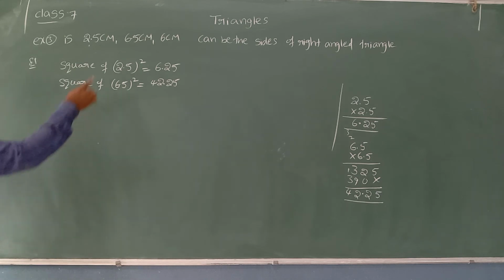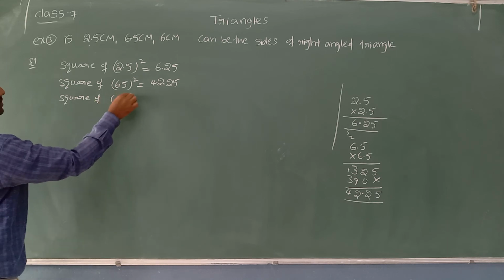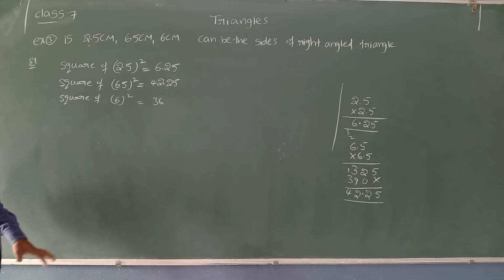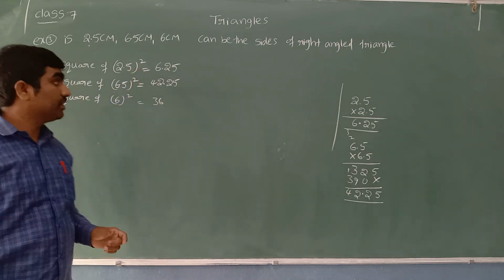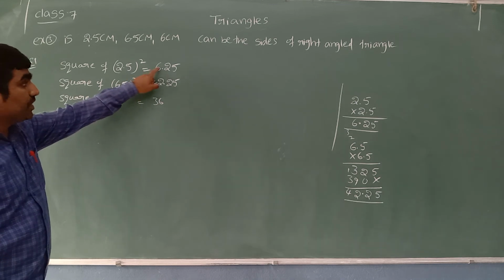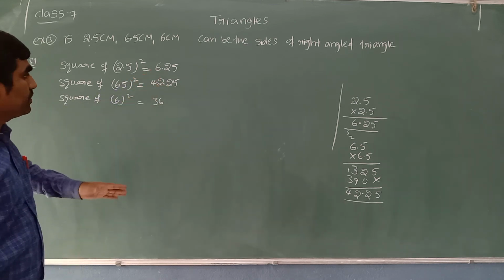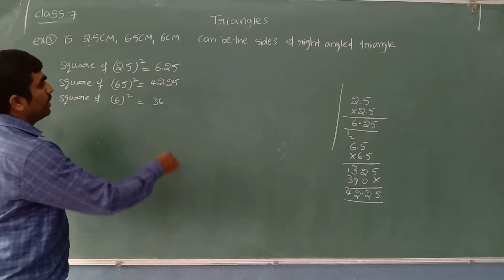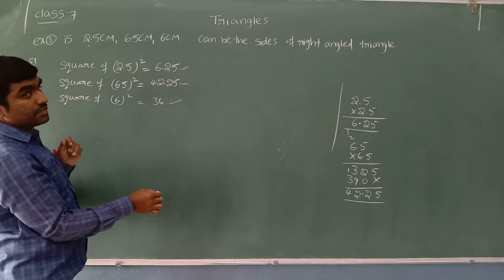Let me write 42.25. Next, you have to find the square of the third side. 6 whole square is equal to 36. Now, the measurements are possible for a right angle triangle when the sum of squares of any two sides is equal to the square of the hypotenuse. So we'll verify the Pythagoras property. Here, two sides are smaller and this one is the greater length.